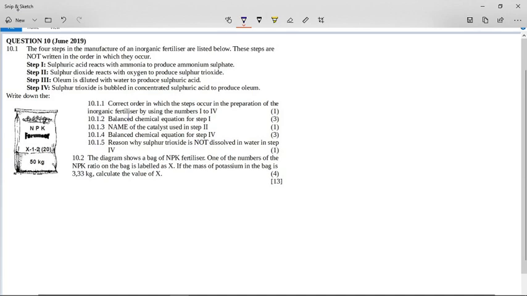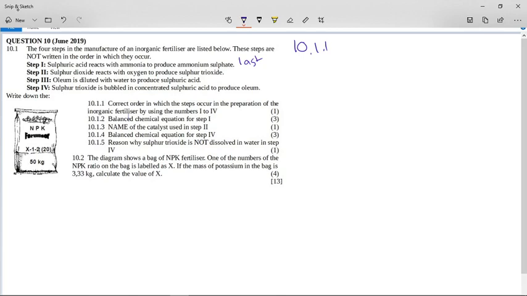Okay, so what we have to do here is go through this question and decide which of these is the first step, which of these is the last step. So if we have a look here, step 1, sulfuric acid reacts with ammonia to produce ammonium sulfate. This has got to be last. Why has it got to be last? Because the fertilizer is the end product, so we can't be doing that.